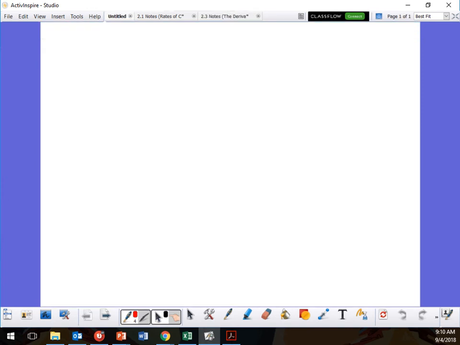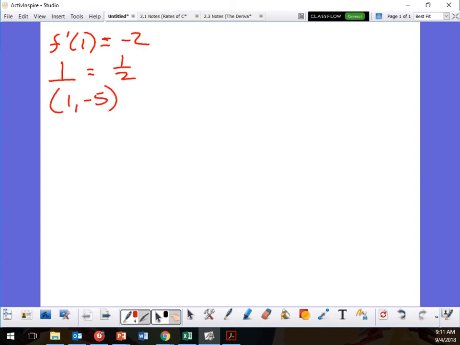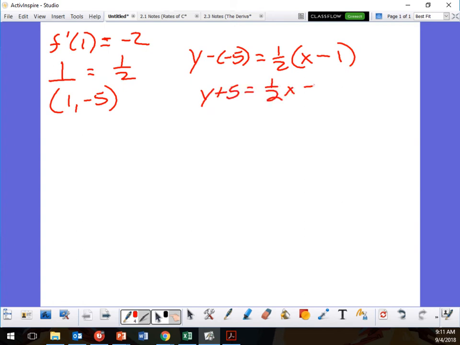So if f prime of 1 is equal to negative 2, then my perpendicular slope would be positive 1/2. Remember, it's opposite and reciprocal. And my point was still 1 comma negative 5. So let's plug it in: y minus negative 5 equals 1/2 times x minus 1. So y plus 5 equals 1/2 x minus 1/2.